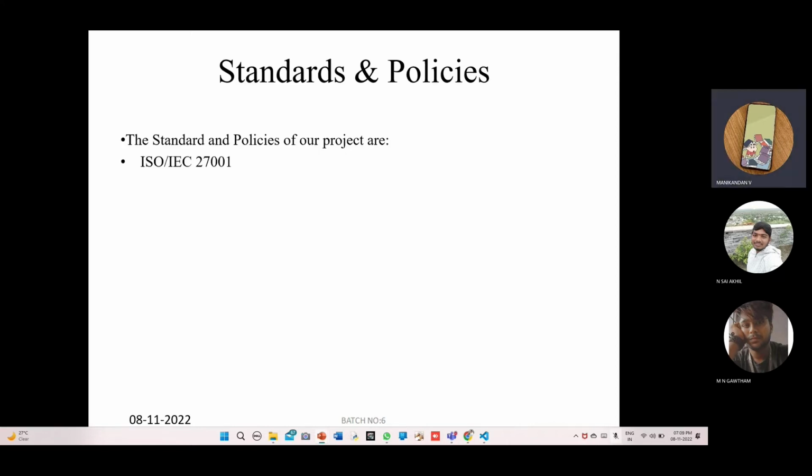Next, the standards and policies that are used in our project are ISO IEC 27001, and this is the policy of Anaconda prompt. Next slide.